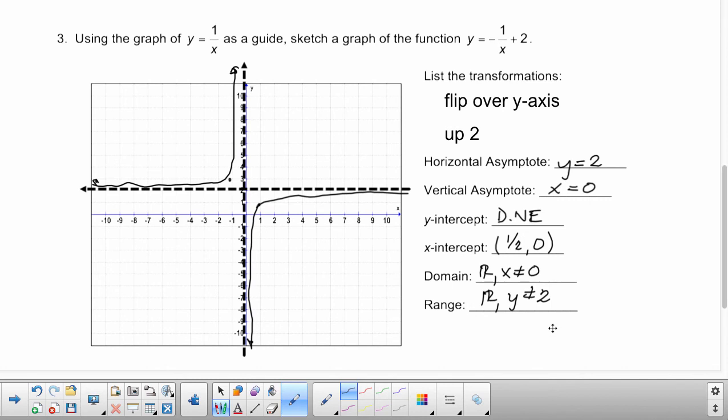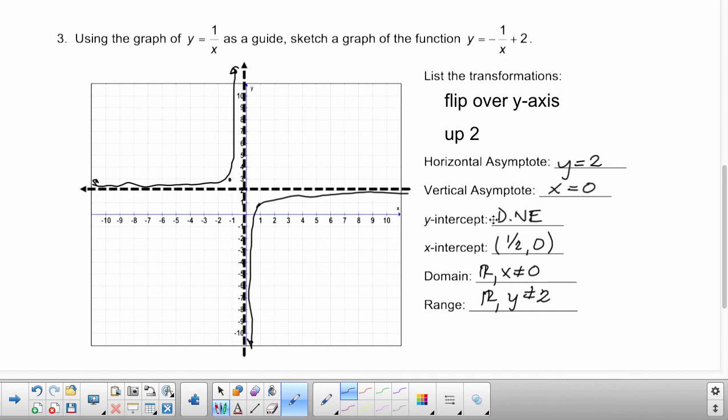Okay, did you give it a good try? Here are the answers. Let's go through it quickly. The transformations were to flip over the y-axis, that's coming from this negative here. Nothing's going on with a horizontal shift, but there is a vertical shift, up 2. That means our horizontal asymptote moved up to y equals 2. Our vertical asymptote did not change since there was no horizontal shift.